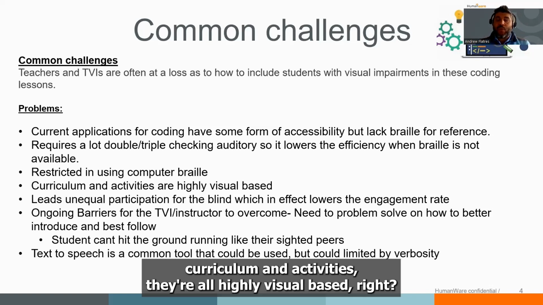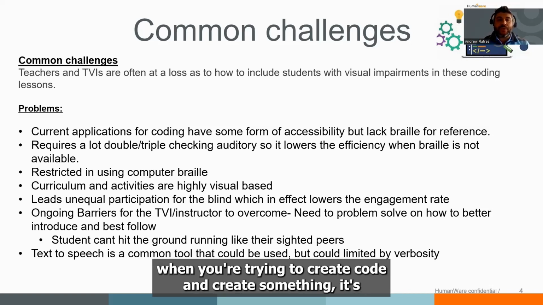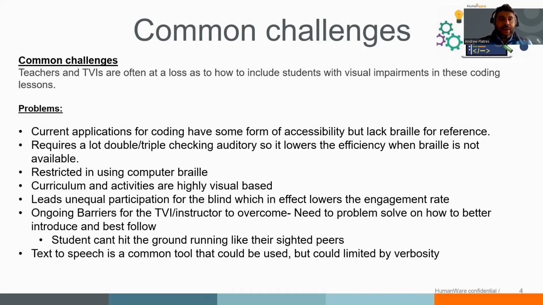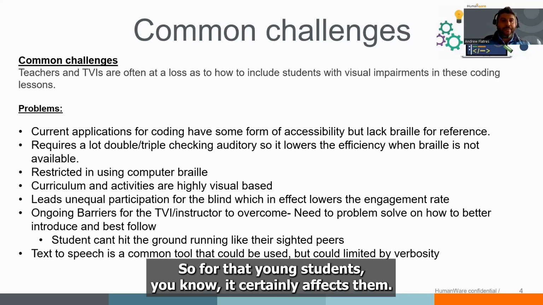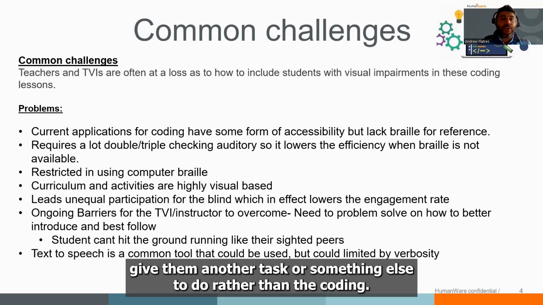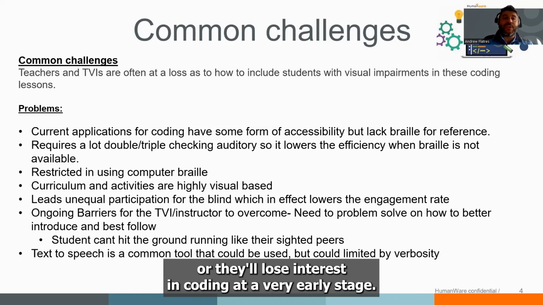Curriculum and activities, they're all highly visual based, right? So again, these applications, when you're trying to create code and create something, it's very much visual. And so how can we get our visually impaired student involved in that situation? This certainly leads to the unequal participation. So for that young student, it certainly affects them. It lowers their engagement rate. And perhaps you may have to give them another task or something else to do rather than the coding. So they'll never get into coding, or they'll lose interest in coding at a very early stage.